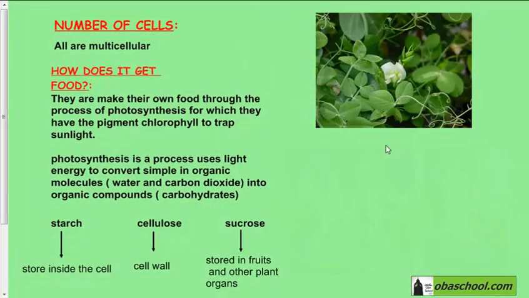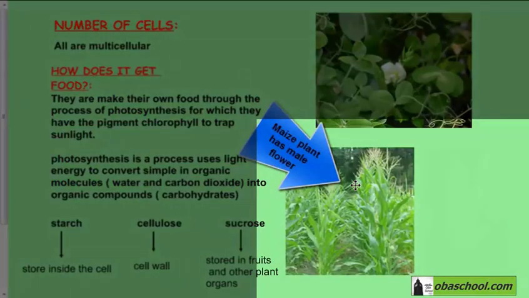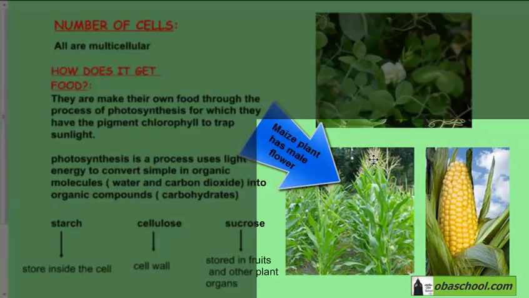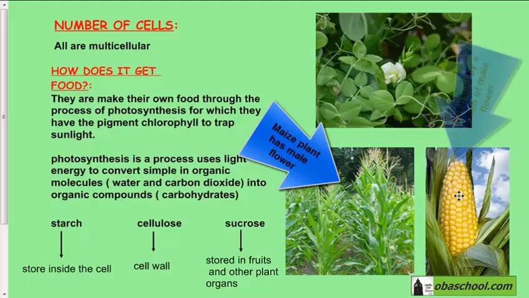The second example of plants is the maize plants. The maize has a male plant and a female plant. The male plant has the flower, and the female plant has the fruit, which is corn. Pollen grains are transferred by the wind from the male flower to the female plant to give the corn.